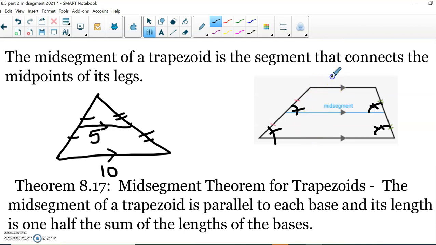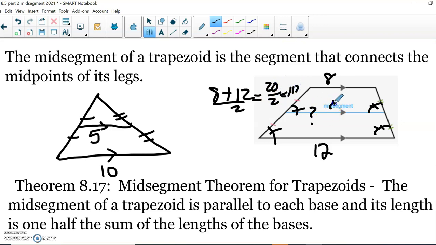Let's say this base has a length of 8 units, and this one has a length of 12 units. What's halfway between 8 and 12? You can probably guess, you're just going to find the average. We take 8 plus 12, divide that by 2, which gives us 20 divided by 2, or 10. So you add the two bases together and divide by 2. That gives you the length of the midsegment, or the average of the two bases.